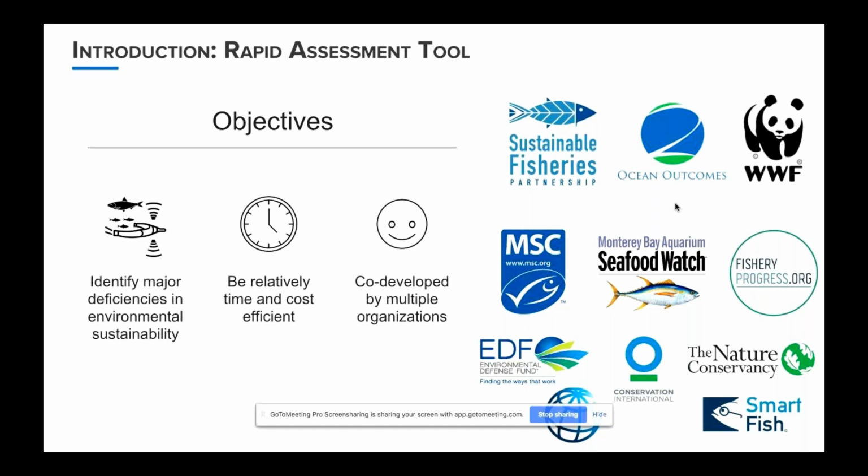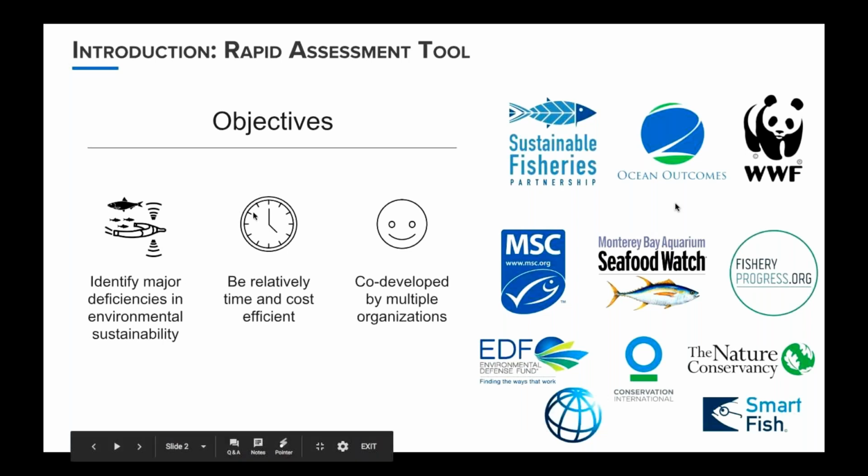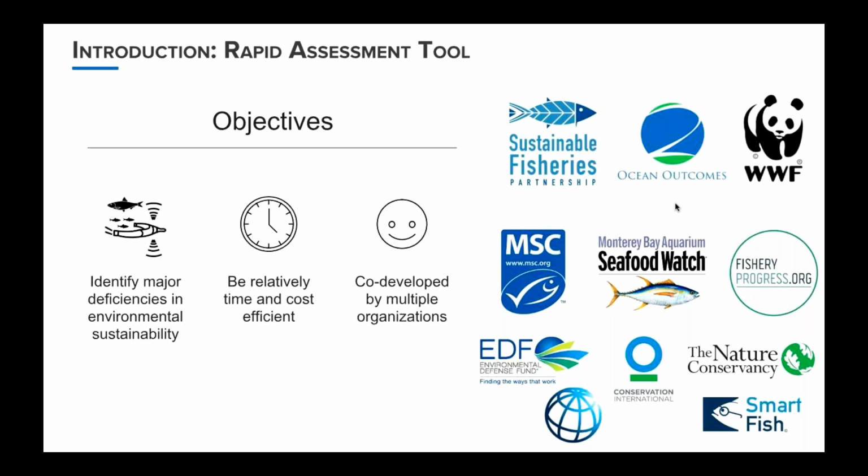In terms of the general objectives for the tool, we wanted to have it be able to identify major deficiencies in environmental sustainability and also be relatively time and cost efficient to apply. So ideally faster than a full MSC Pre Assessment, for example. And then we also wanted to get co-development and feedback from multiple organizations. So as we were developing this tool, we shared the methodology with other organizations, some of which you can see in the bottom right of this slide, to try to get their feedback and make the tool more generally useful for everyone.